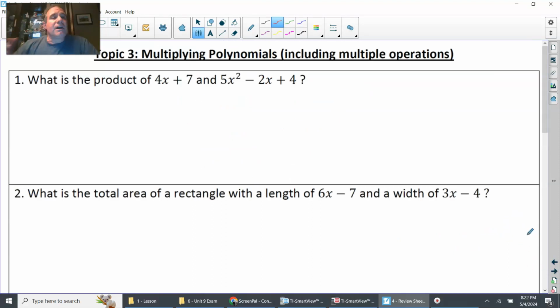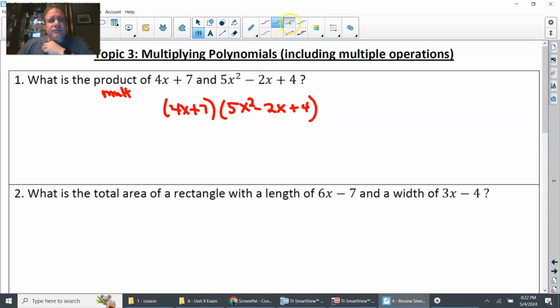Topic number 3, what is the product? We're talking about product, we're talking about multiplication. So the product is 4x. I'm going to set it up in parentheses when we're distributing, so we could distribute. When we're multiplying, in parentheses. So we're going to have 4x times 5x squared. So that's 20x to the third. Then we have 4x times negative 2x, that's negative 8x squared. And then there's 4x times 4, and that's plus 16x.